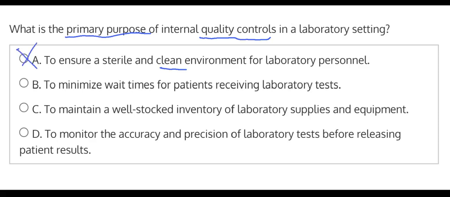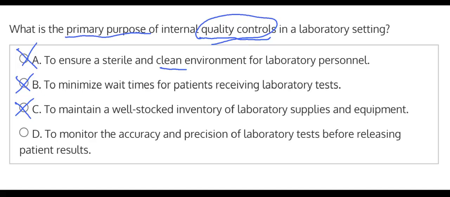Option B says to minimize wait times for patients receiving laboratory tests. Again, that's also something that would be nice to see, but that's not the primary purpose we're looking for, so we can eliminate option B as well. Option C says to maintain a well-stocked inventory of laboratory supplies and equipment. This is also something that's important, but it's not the primary purpose of quality controls, so we can eliminate option C.